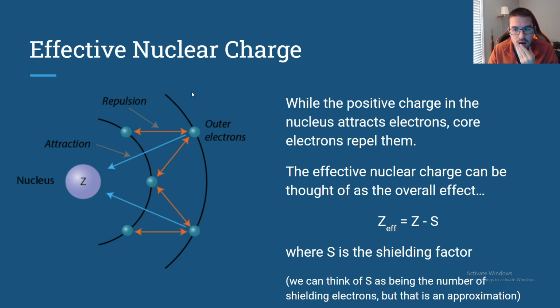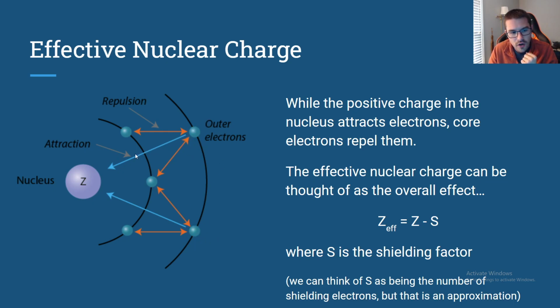Okay, so the positive charge in the nucleus is going to attract electrons. However, core electrons are going to repel these outer electrons as well. So you can see here in this diagram, let's imagine we are this outer electron, okay?